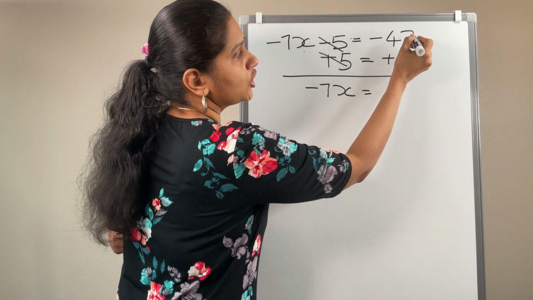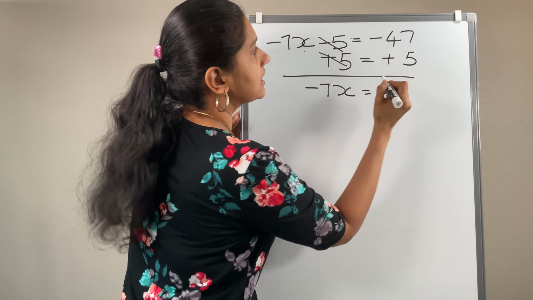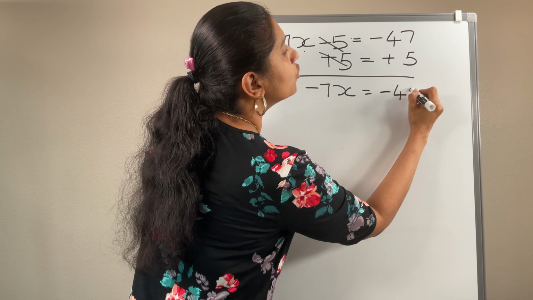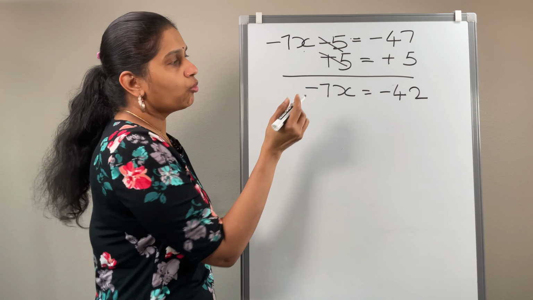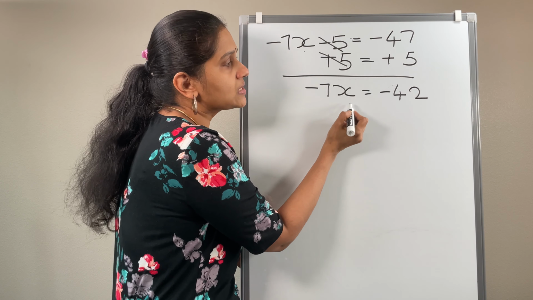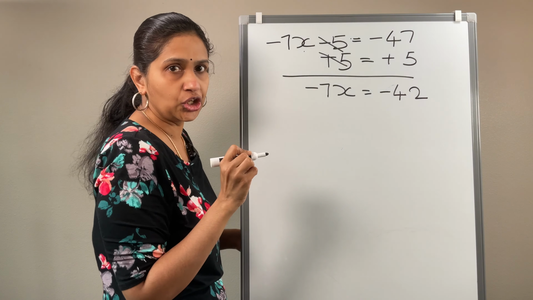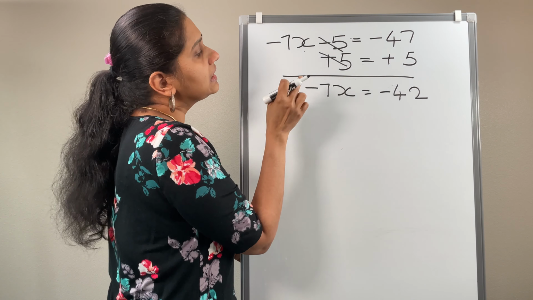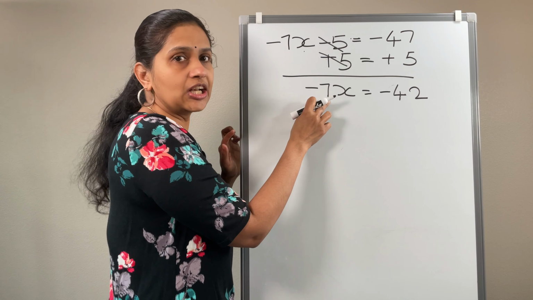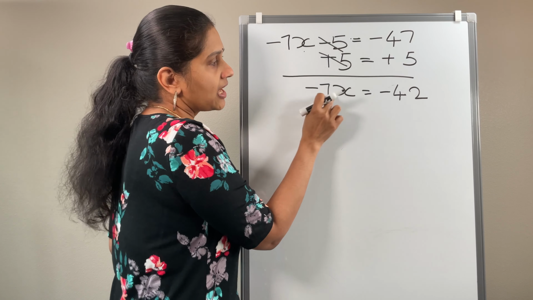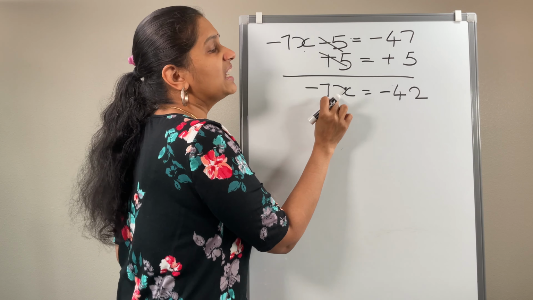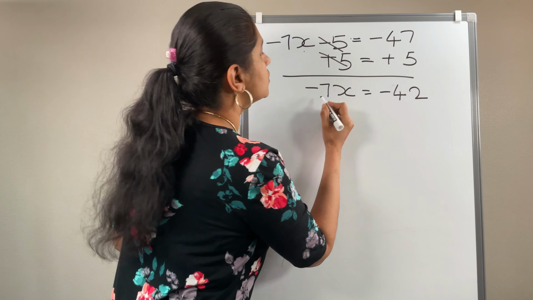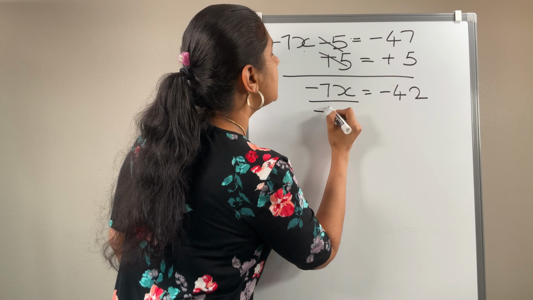Now, what is negative 47 plus 5? That is going to be equal to negative 42. Now, what we are left with is negative 7x equal to negative 42. Now, to isolate this variable x, we have to avoid this negative 7. This negative 7x means negative 7 times x. So, to avoid this, I am just dividing it by negative 7.